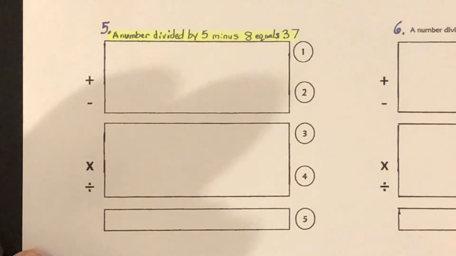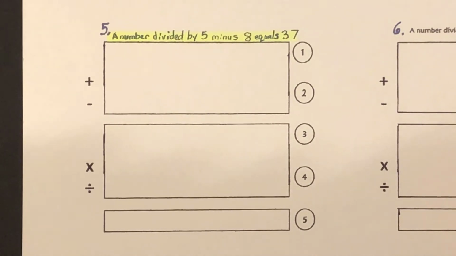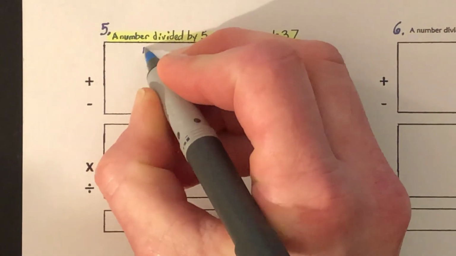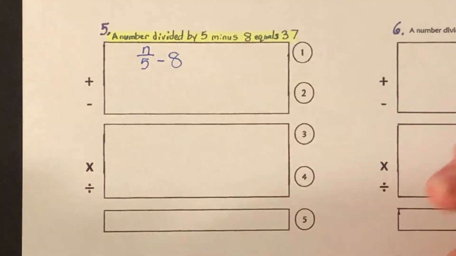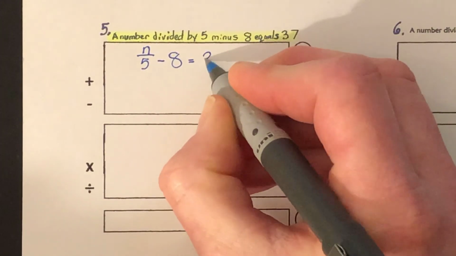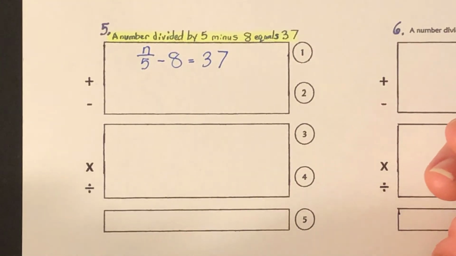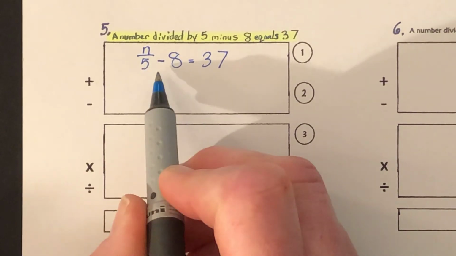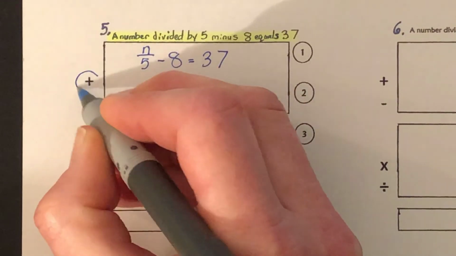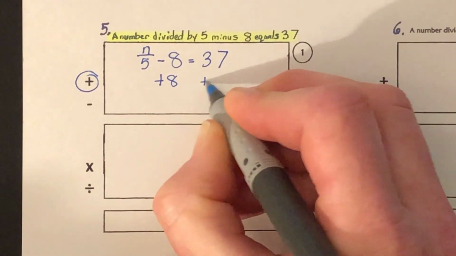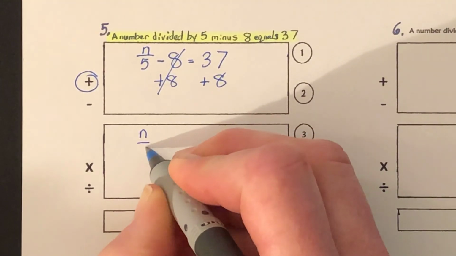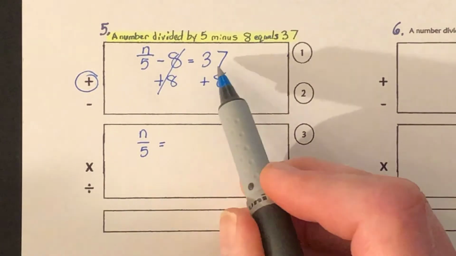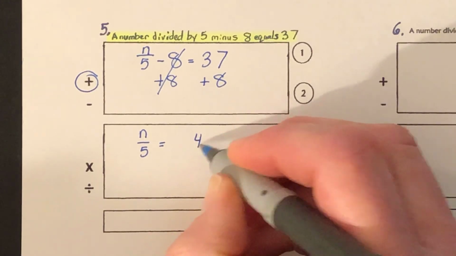Now on to our last one together. A number divided by 5 minus 8 equals 37. A number divided by 5, minus 8, equals 37. Decide if you need to add or subtract. Well, I have negative 8 with that, or minus 8, whichever. That means I will add. So I will add 8 to both sides. That cancels out. My new problem is n divided by 5 equals 37 plus 8 is 45. There we go.